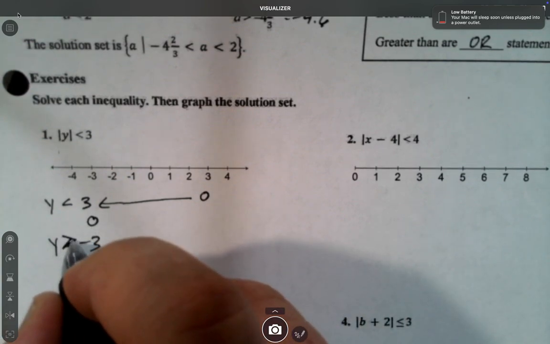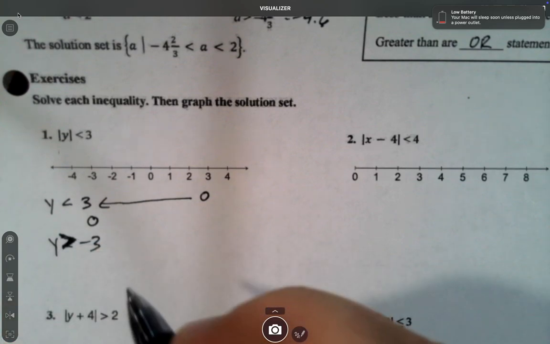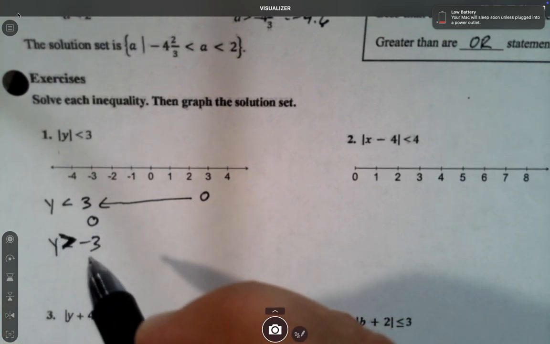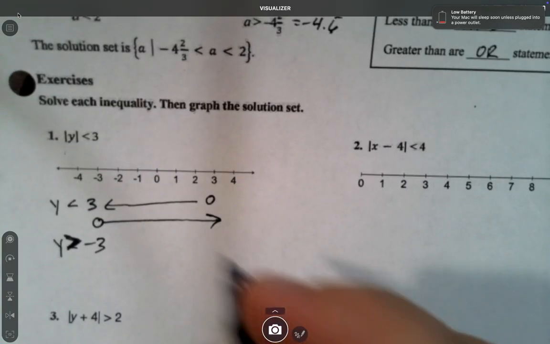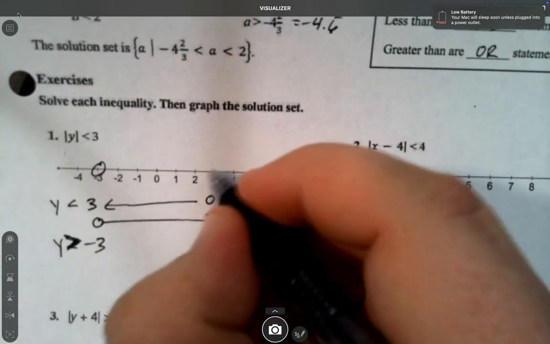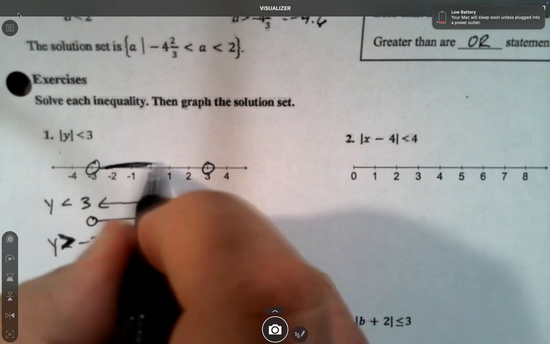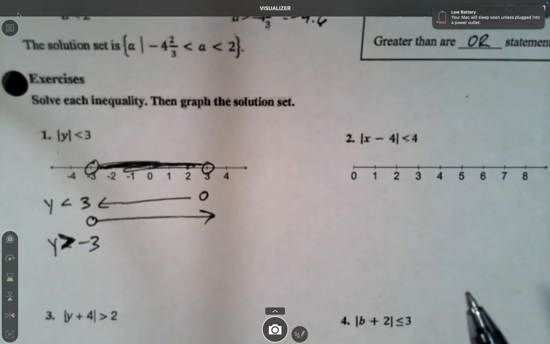And I said it, but I forgot to change it. This is greater than. I'm sorry. Because you have to flip the inequality sign and flip the sign of the answer. So we'll go bigger in that case. So we'll have an open circle at -3 and +3 and shade in between.